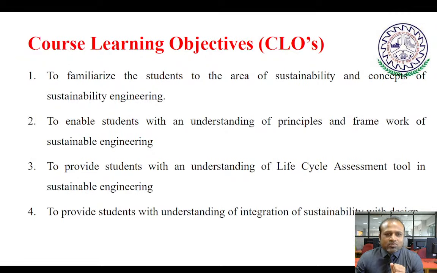The objectives go like this: to familiarize the students with the area of sustainability and the concept of sustainability engineering, and to enable the students to understand the principles and framework of sustainable engineering. After the introduction part, we are going to introduce the principles on which sustainability works, and we will apply some engineering touch on that to provide our students with an understanding of life cycle assessment tools in sustainable engineering.